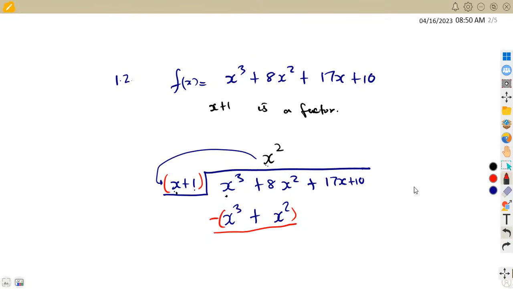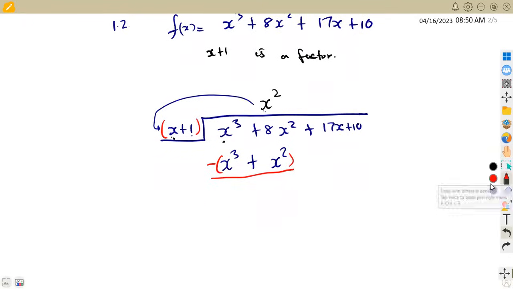All right, so let's see what you're going to obtain. If we subtract in this case, we are going to obtain x cubed minus x cubed, which is a 0. 8x squared minus x squared, that's 1x squared. So it's 8 minus 1, which is 7x squared. Then the rest of the terms, we are going to drop these terms down. So we have got a plus 17x plus 10.